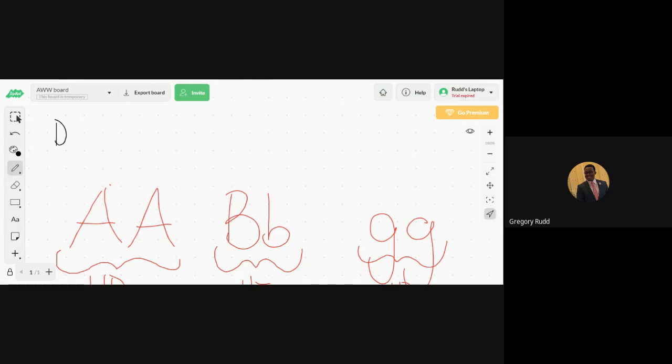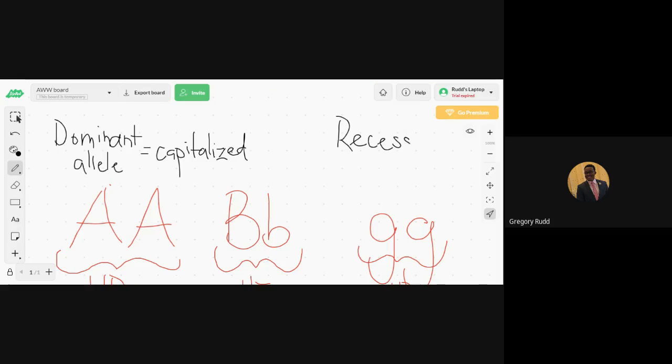So the dominant allele is capitalized. And then our recessive allele is lowercase.